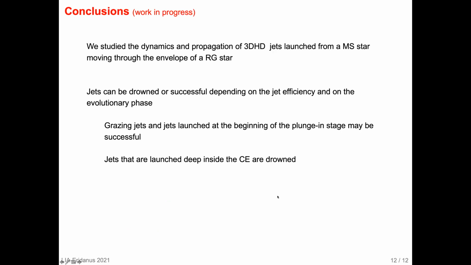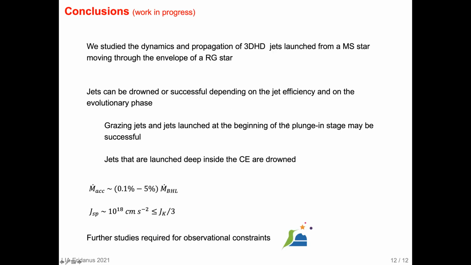And so, since I have very little time, I put my conclusions. We studied a jet from a main sequence star in a red giant, joining forces with large and small numerical domains. And we saw that if you're in the grazing part, it's really easy for the jet to be successful. The further in you go, the more difficult for the jet to be successful. And of course, further studies are required to match all this with telescopes like Colibri.